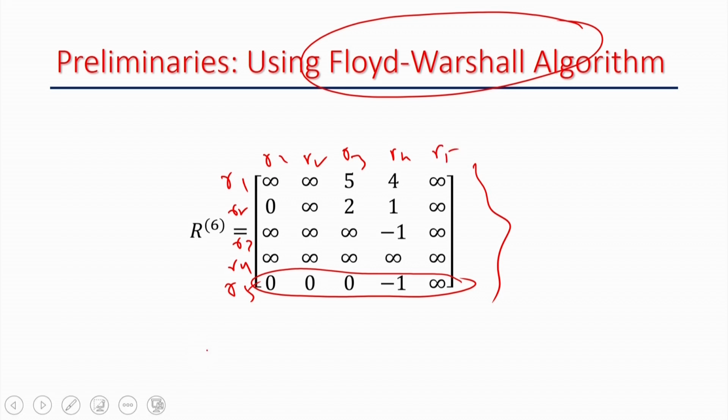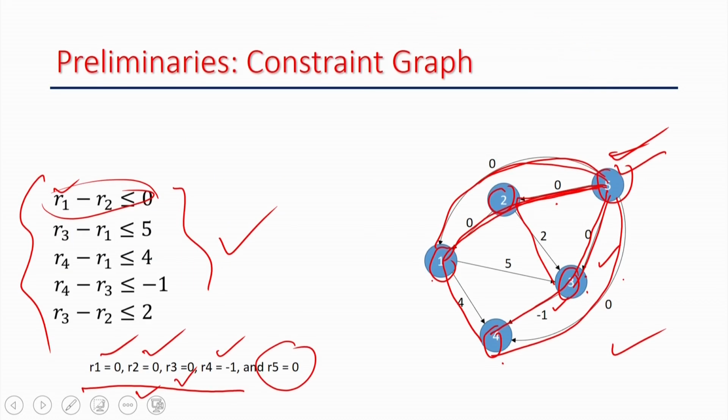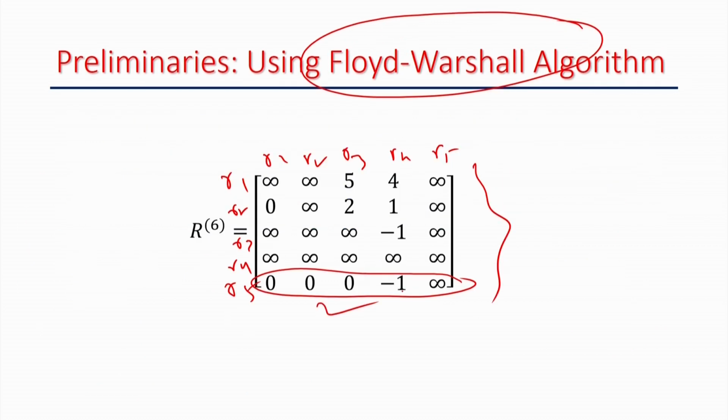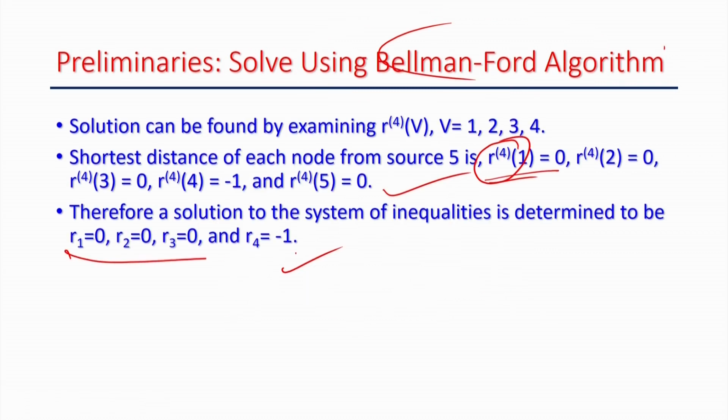So, R 5 is my source node, right. From that node, the last row will give you the solution. So, R 5 to R 1, this is the shortest path length. From R 5 to R 2, this is the shortest path length. From R 5 to R 3, this is the shortest path length, and from R 5 to R 4, this is the shortest path length, and R 5 I do not care. So, this is the solution which we also saw in the last algorithm.